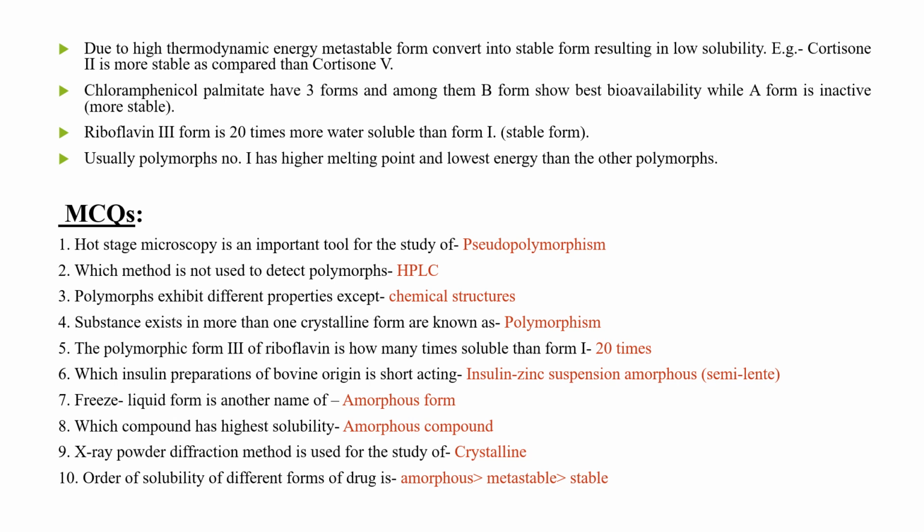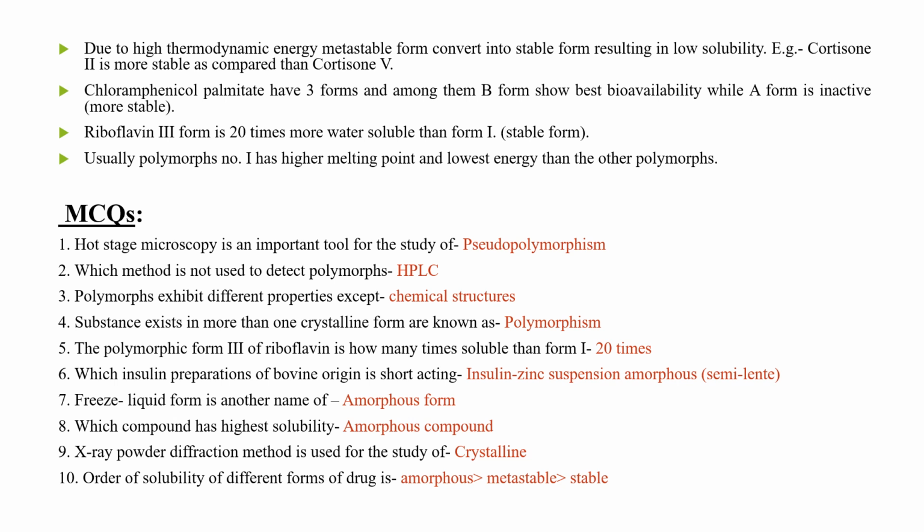Next example: riboflavin form 3 is 20 times more water soluble than form 1. Next, usually polymorph number 1 has a higher melting point and lowest energy than the other polymorphs. So these are the important points. You can go through this, and these are the most important points from which questions come in every examination.